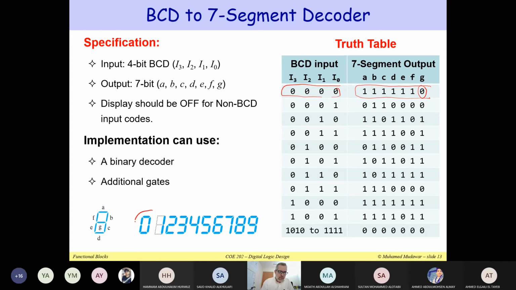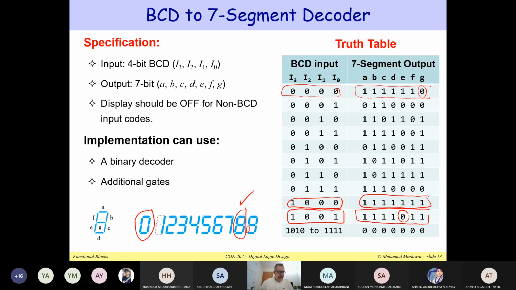G will be 0. So that will display the digit 0. And if you have 1, 0, 0, 1, then all of them will be 1 except for one segment, and this will be segment E. So this is segment E here, it will be off. Okay, I'm not going to turn it on. In the case of 8, when the input is 1, 0, 0, 0, I would like to turn on all the segments, and this will display digit 8 on the screen.